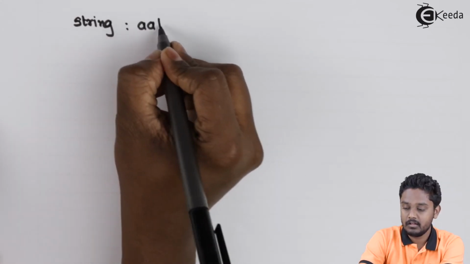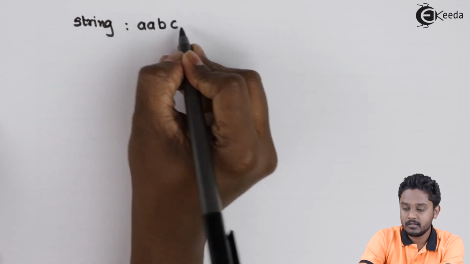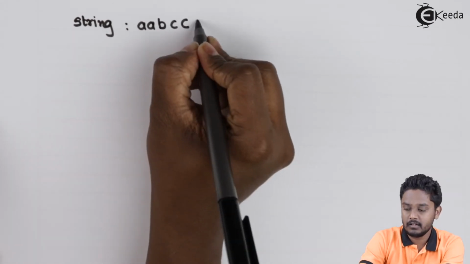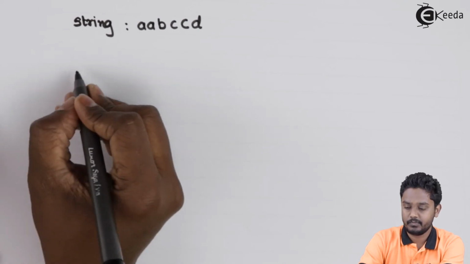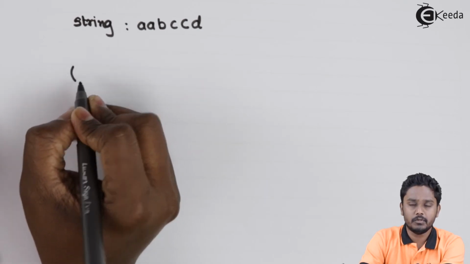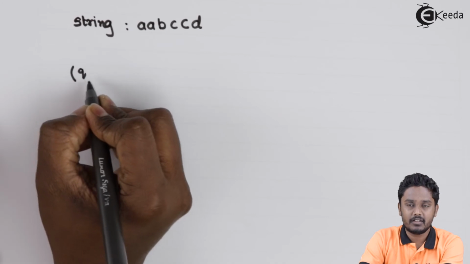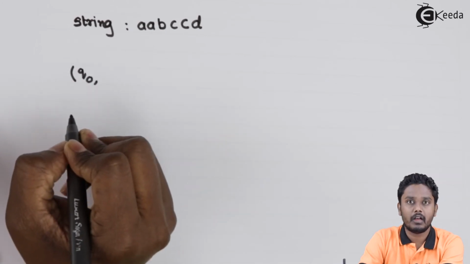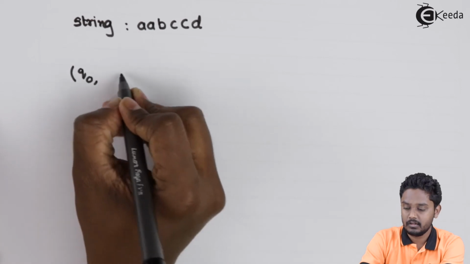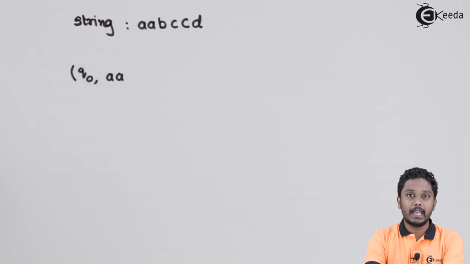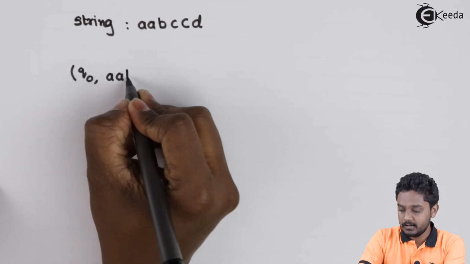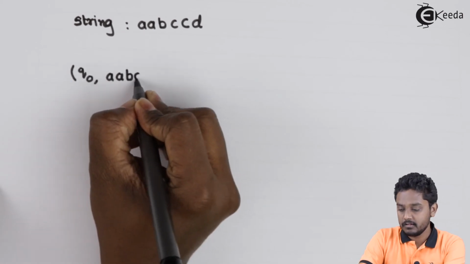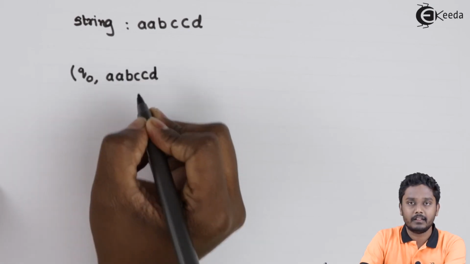AA, B, CC, D. Let us say we are using the first branch. The first transition would be Q0, the initial state. The string hasn't been visited yet, so it is AA followed by B, CC, and D. That's the complete string.